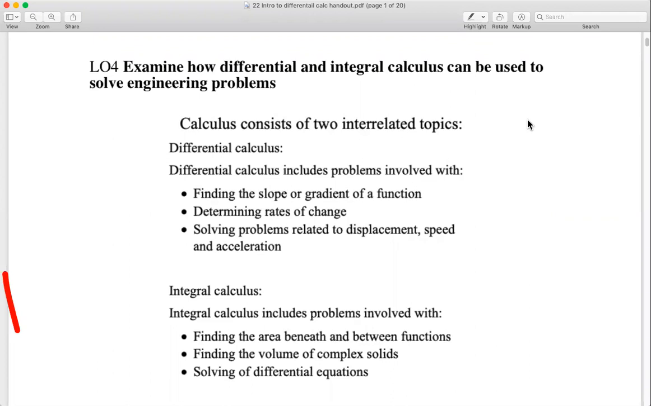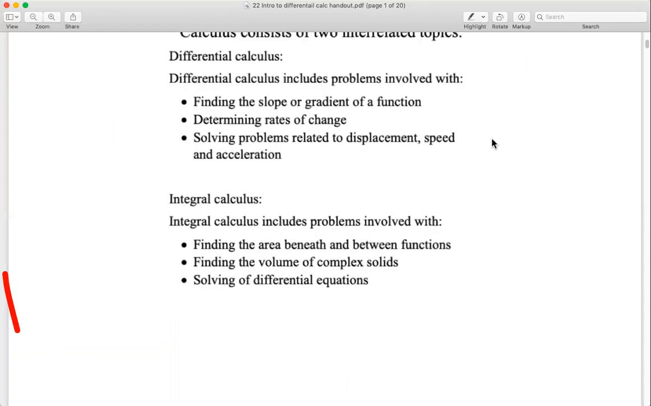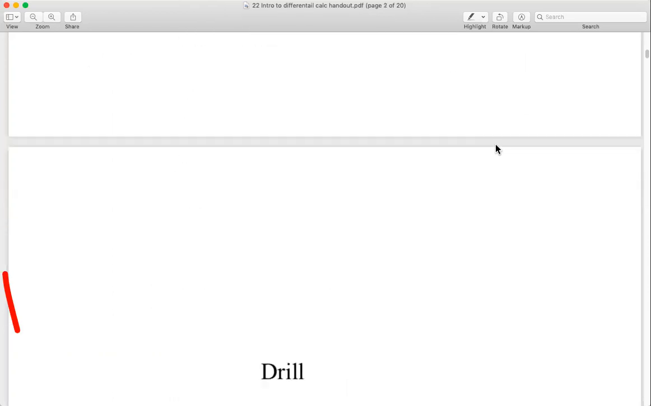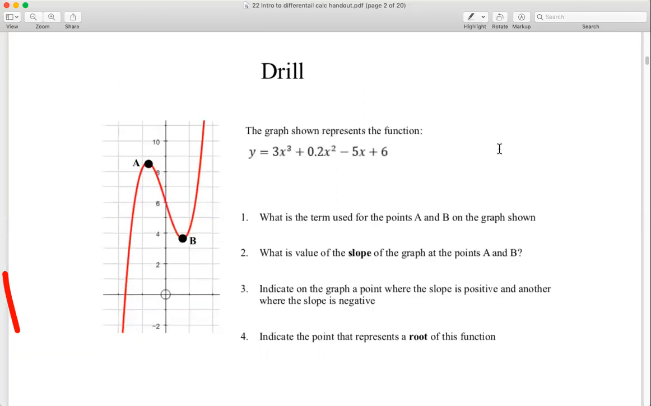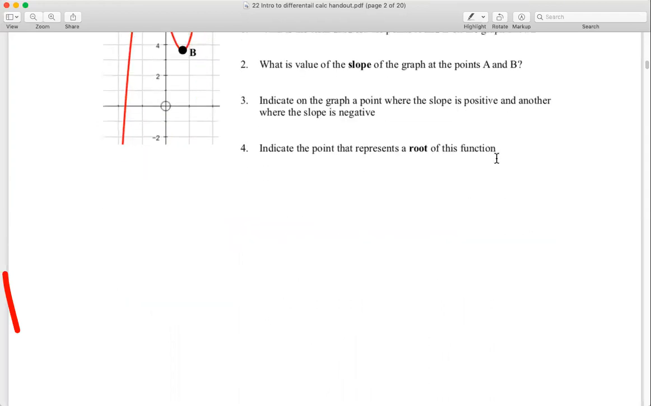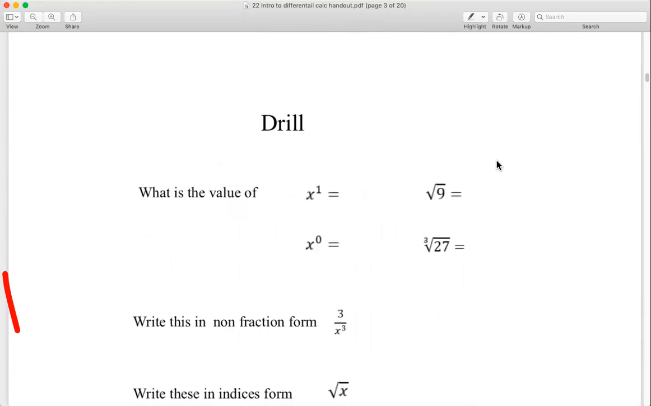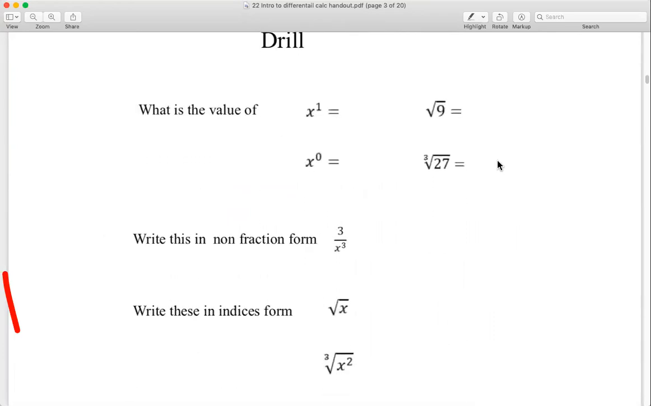Moving on to the second and third pages of the handout. On the second page, there's a little drill asking you some questions. I want you to have a look at that, and at the remaining drill on the next page, based around some stuff that we've already covered. All right, so 5 minutes on that and then we'll go through it.